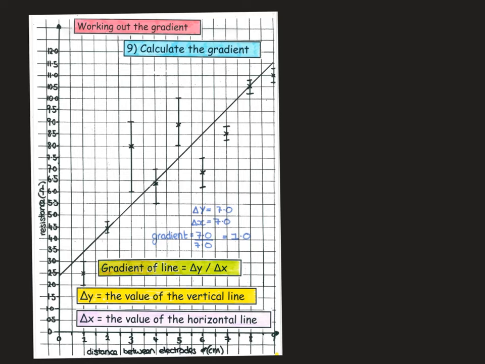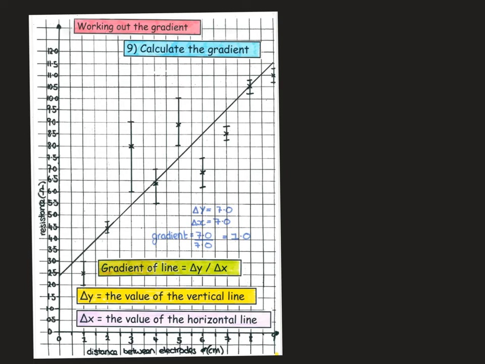But what I can do, and we're going to be doing this a lot when we find the gradient in physics, is put units, if possible, on that gradient. So this is 1 ohm per centimetre. So that's it. That's how we calculate the gradient of a straight line.